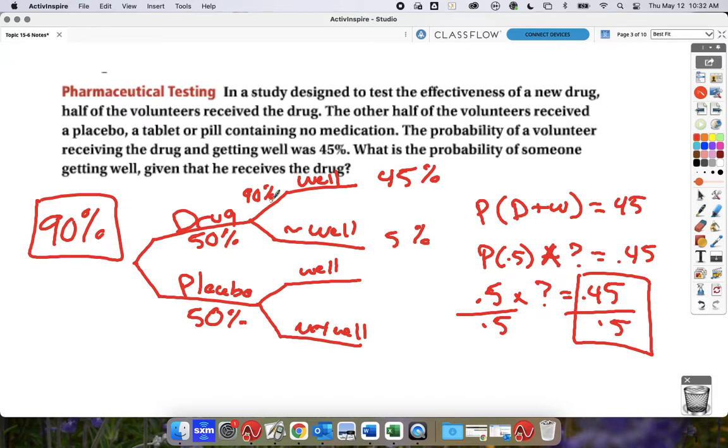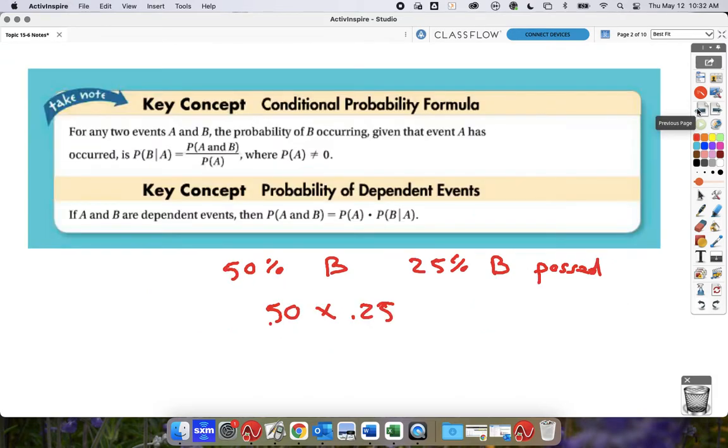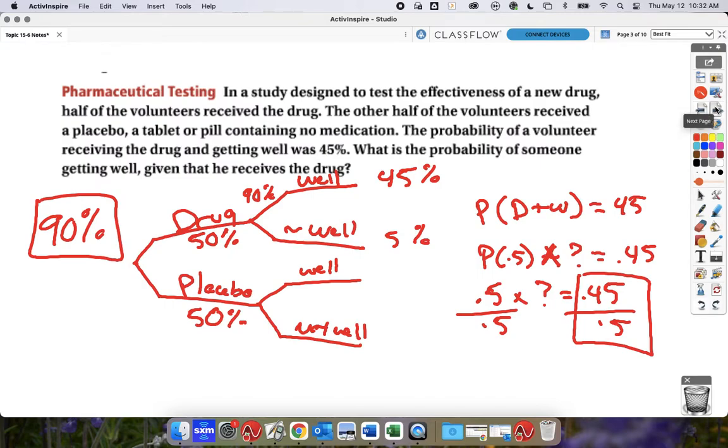Yeah? Yeah. Use 0.45 over 0.5. That's what we did. Yeah, but from the beginning. Yes. And not do all that? Yes. Absolutely. Because that is this formula right here. How many people took the drugs and got well, out of how many people took the drugs? Is that clarified a little bit?